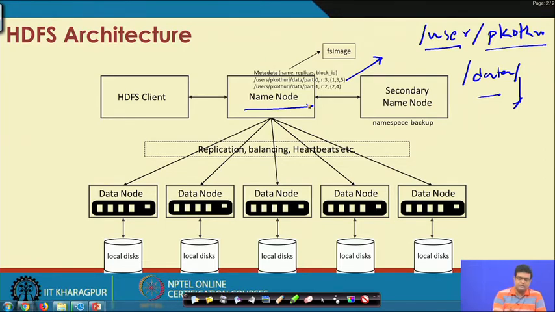Now, this is the most important thing. It is called the HDFS client. So, the HDFS client is the software that is programmed by you.